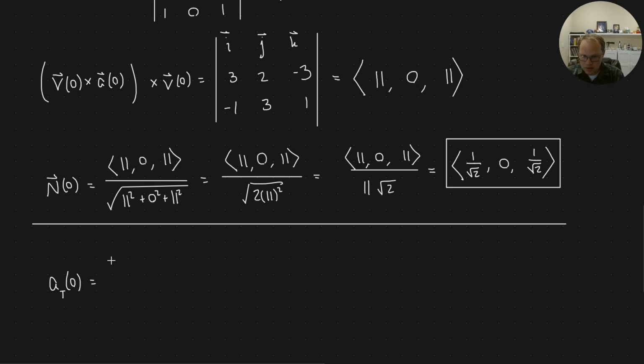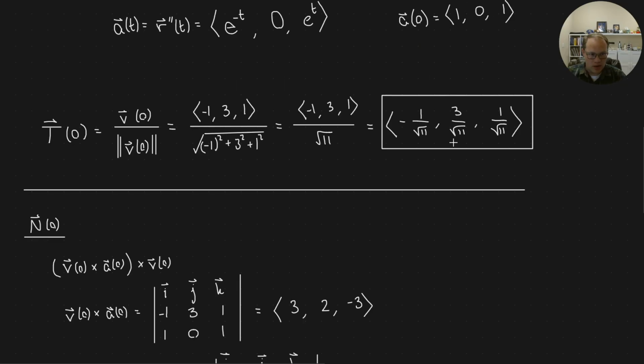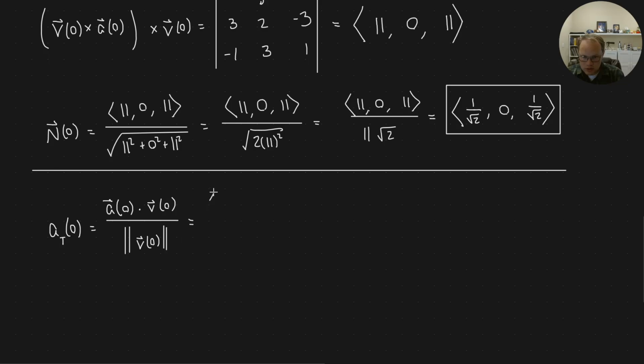At t equals 0, we want the acceleration vector at t equals 0 dotted with the velocity vector at t equals 0, and then we'll divide by the norm of the velocity at t equals 0. Okay? So the acceleration vector, let's go way back up here. Acceleration vector is 1, 0, 1. Velocity is negative 1, 3, 1. So 1, 0, 1 dotted with negative 1, 3, 1 divided by the norm of the velocity, so that would be the norm of negative 1, 3, 1.